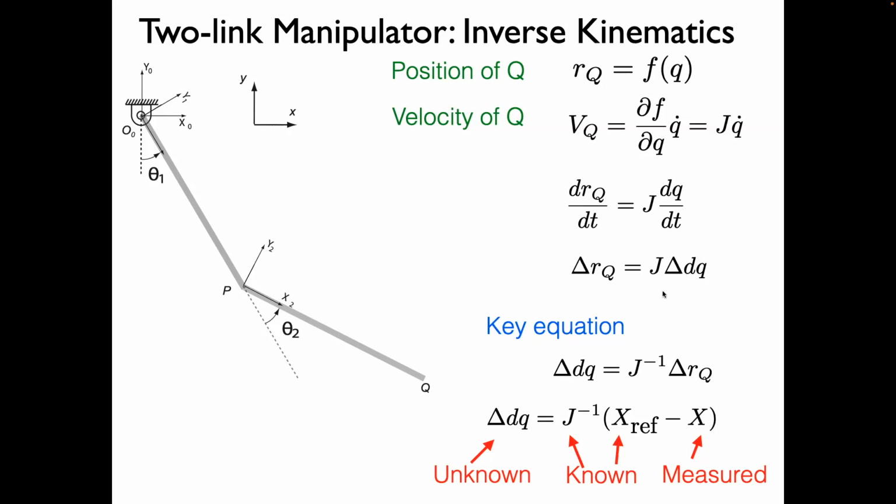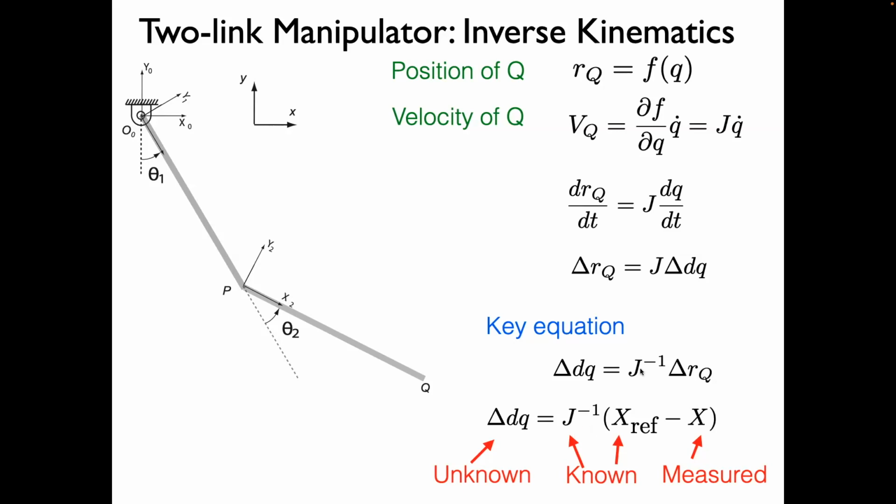So we can invert J to get a formula for dq as J inverse delta rq. This is saying that in order to change the position of q by amount delta r, the corresponding change in q would be J inverse times delta rq. We can use this equation for inverse kinematics as follows.